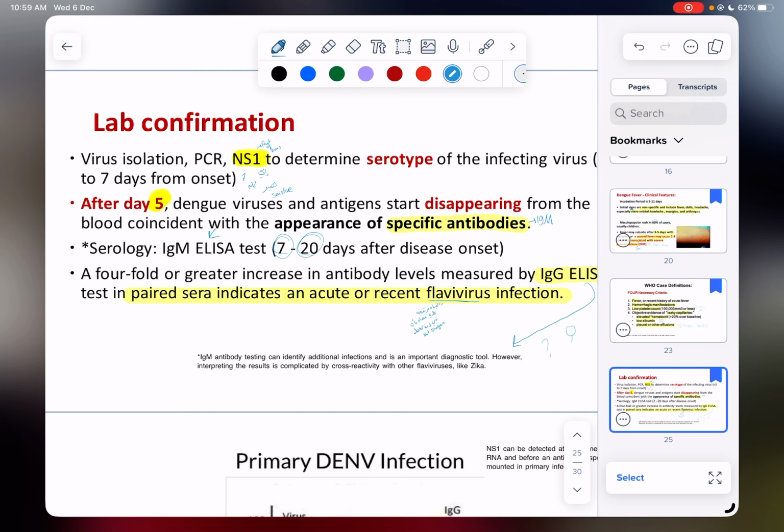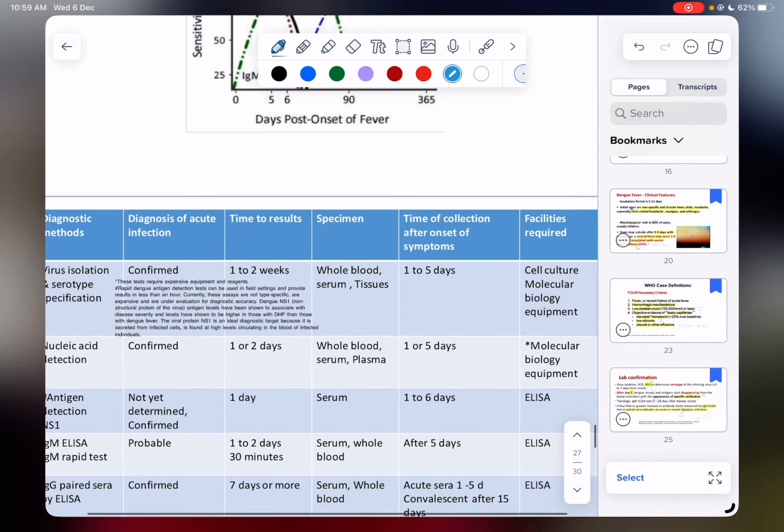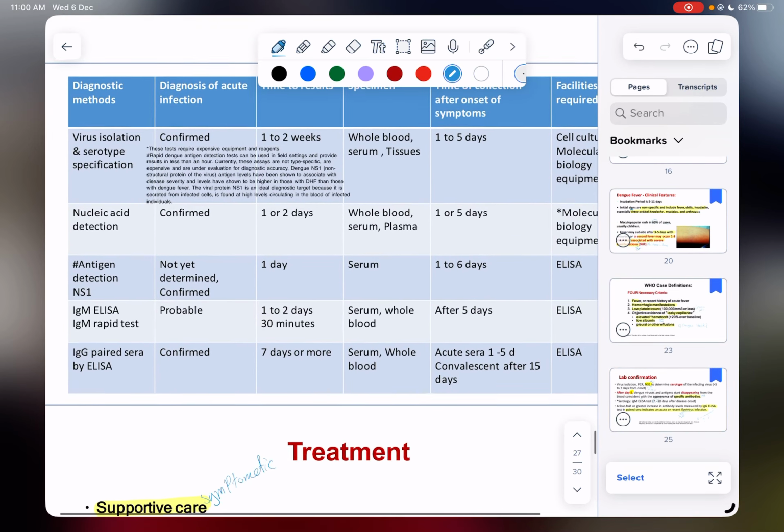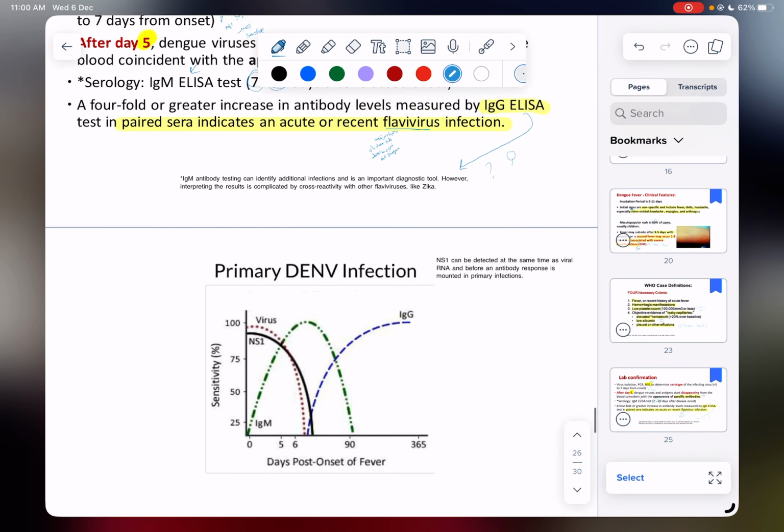So IgG, if you do an IgG, let us say in the first week or the second week, and you get a titer of, let us say, 1 by 80, and then you repeat this after 4 weeks during the convalescent period. And if you get a titer of 4 times 80, what is 4 times 80? 80, 160, 320, and 640. So if you get a 640 titer minimum, that shows that this person has been infected with a flavivirus. Others could be also. It's not diagnostic particularly for dengue. It will show you that the person has been infected with a flavivirus. Dengue is a flavivirus. So it just gives you a broad evidence.